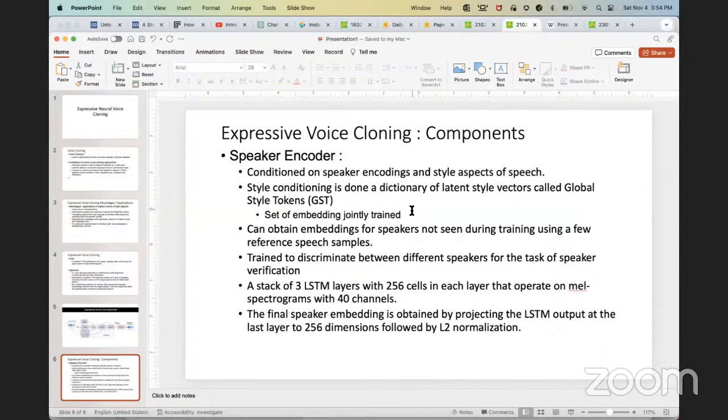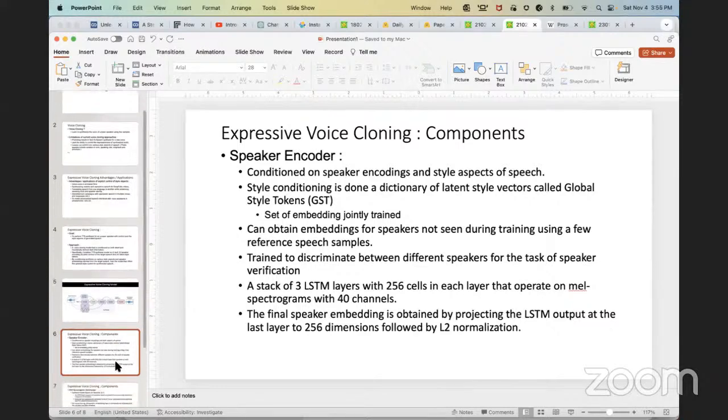I get my echo again and again. But what it is doing is using those global style tokens to train itself for the style aspect. And then it's also trained to discriminate between different speakers, in the task of speaker verification. Technically speaking, you can see here it's 3 LSTM layers with 256 cells, and it uses the mel spectrogram in the synthesizer with 40 channels. So let me go to the next slide.